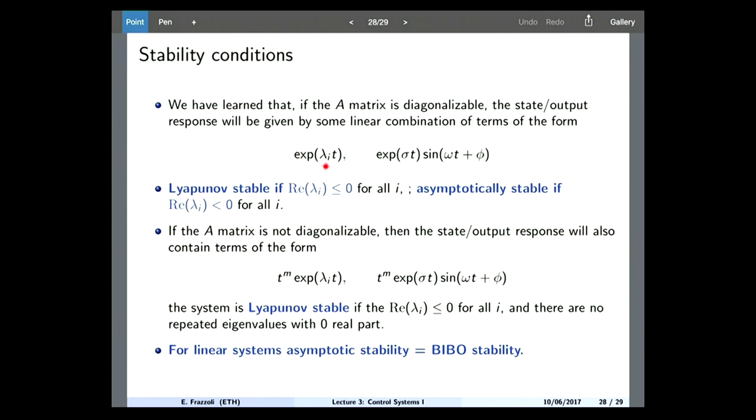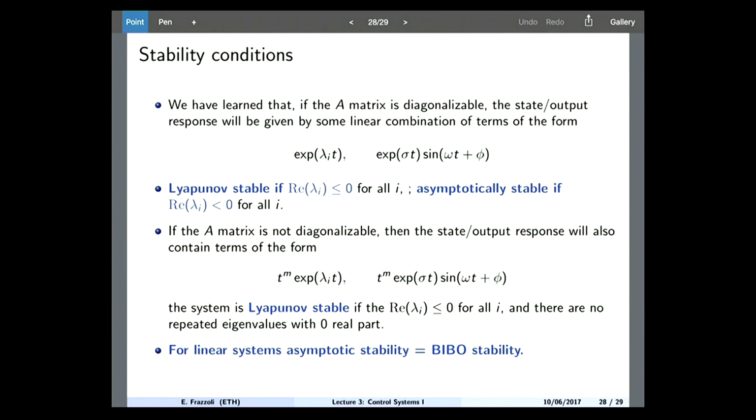As long as the real part of these eigenvalues is not positive, my system will remain bounded, meaning that it's Lyapunov stable. You see that? If λ_i is -1, then this would be e^(-t), which goes to 0 as t becomes large. If λ_i is equal to 0, then e^(λt) will be 1, always equal to 1. So this will not go to 0, but at least does not increase.